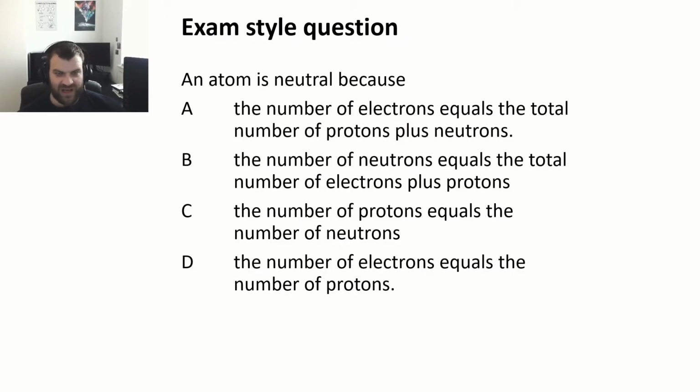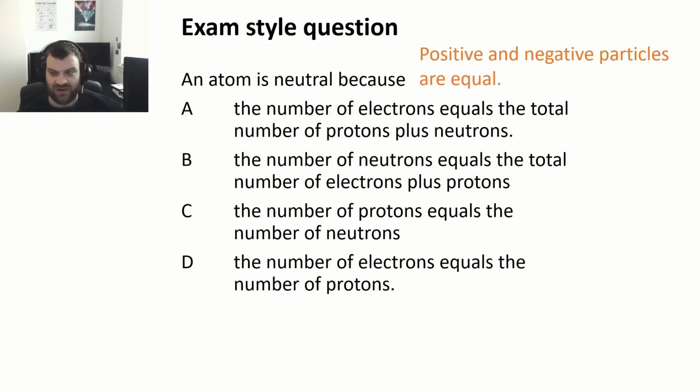Types of questions we can be asked. We can be asked about the charges on the different particles. Now, an atom is neutral because this is asking about positives and negatives, and we have got an equal number of positive and negative particles. So what we've got to look at is which particles are positive and which particles are negative. So protons are positive and electrons are negative. And we're looking for the answer that talks about protons and electrons. And that, for this question, would be answer D.